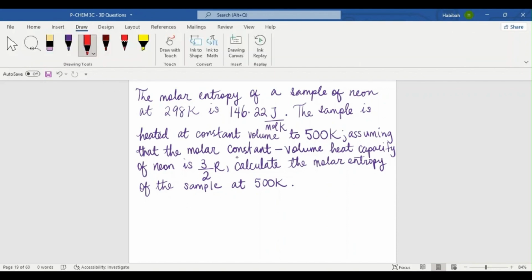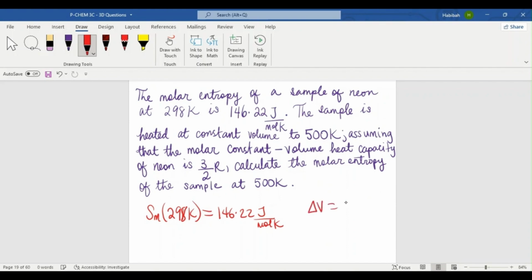So the first thing you have to do whenever you have a question like this is to write out the parameters. We're told that the molar entropy of a sample of neon at 298 Kelvin is this. So the molar entropy at 298 Kelvin is 146.22 joule per mole Kelvin. The sample is heated at constant volume. So this is a constant volume process.